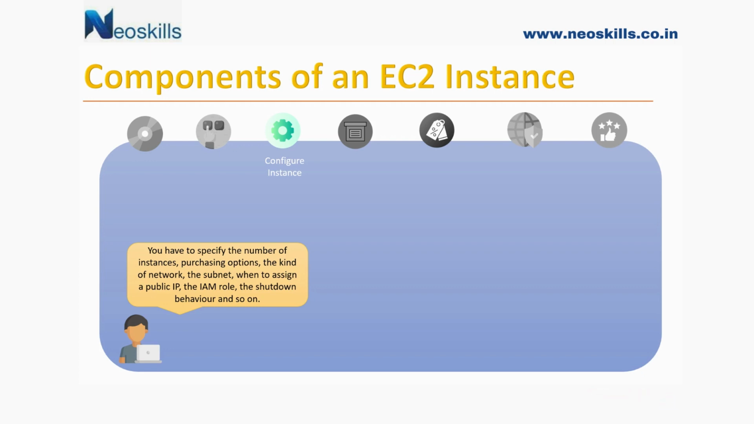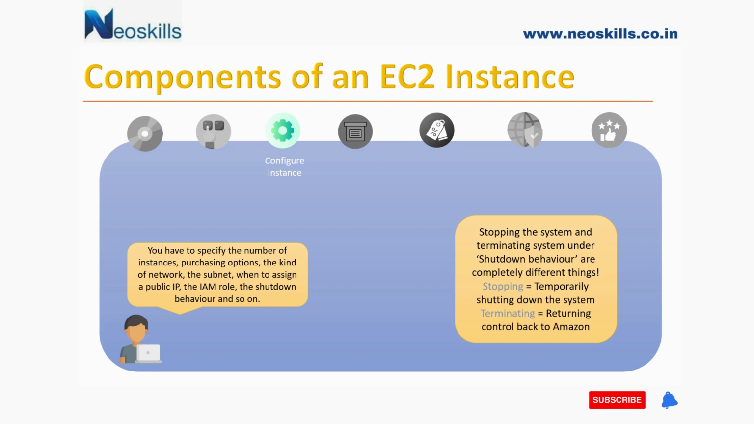Not only that, here is where I am going to put the EC2 instance. Do I want a public IP address assigned to it? Do I want an IAM role attached to it? IAM role is authentication: what kind of authentication am I going to provide. And the shutdown behavior: do I want to stop the instance when the user shuts down the machine from the desktop, or do I want to simply terminate the instance when the user shuts it down from the desktop? Those things go here, just like the name says, configure instance. A lot of instance configuration options come in here.